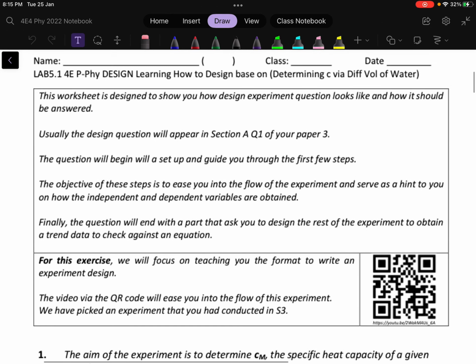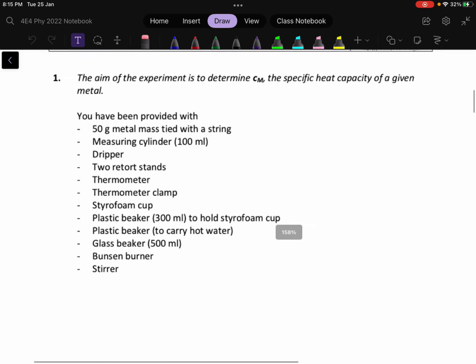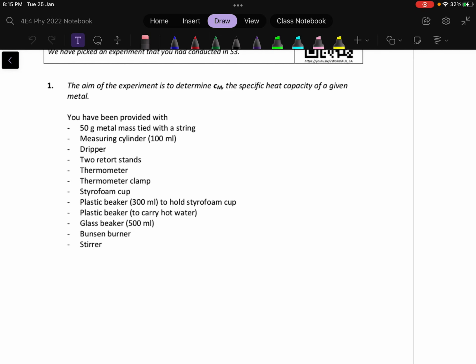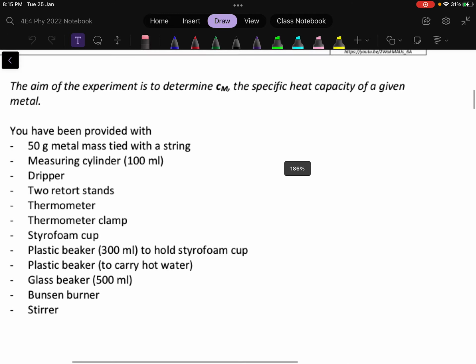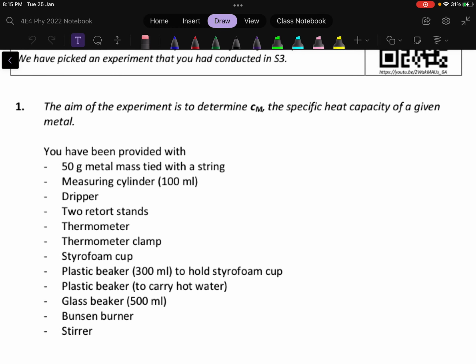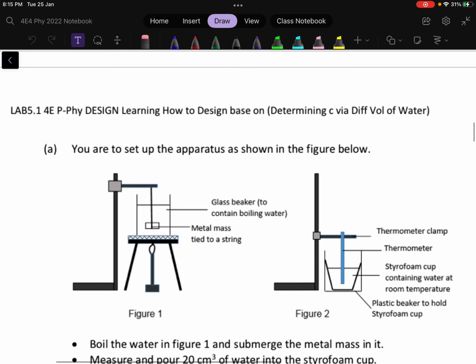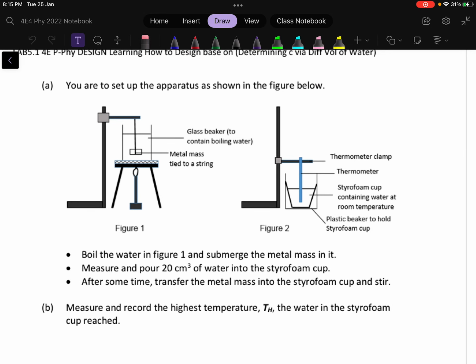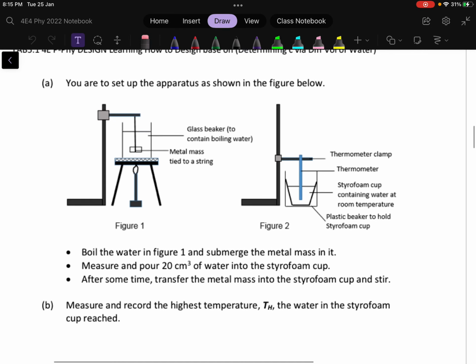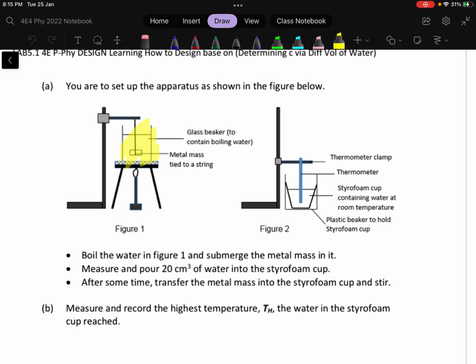Normally when you are given a design experiment, they will provide some questions at the beginning to get you into the flow. If you look at this question, this is an experiment that you have done in secondary 3, the heat capacity question. You are given this number of apparatus, and then they will guide you on how to set it up. They will ask you to boil water, so the water will reach 100 degrees C, and whatever metal you put in will reach thermal equilibrium with the water, because metal is a good conductor.